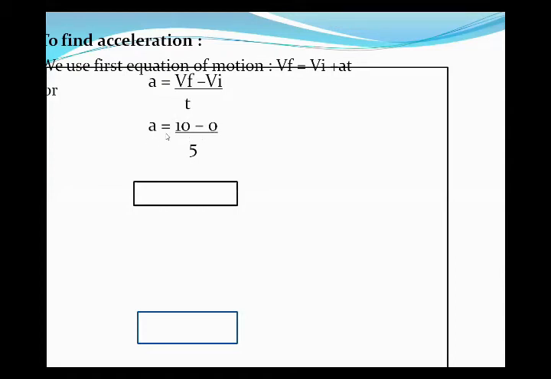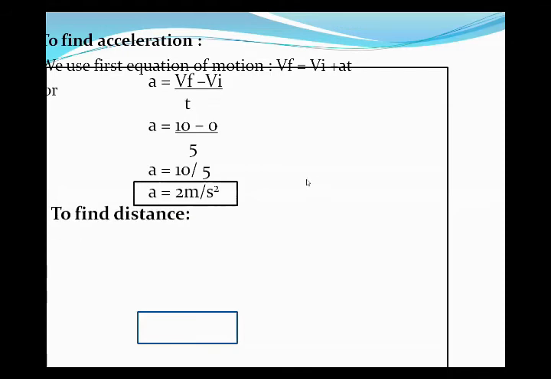So it will become a is equal to (10 minus 0) upon 5. When we subtract 0 from 10, we get 10, and 10 will be divided by 5. So we can say that a will be equal to 2 meter per second square.